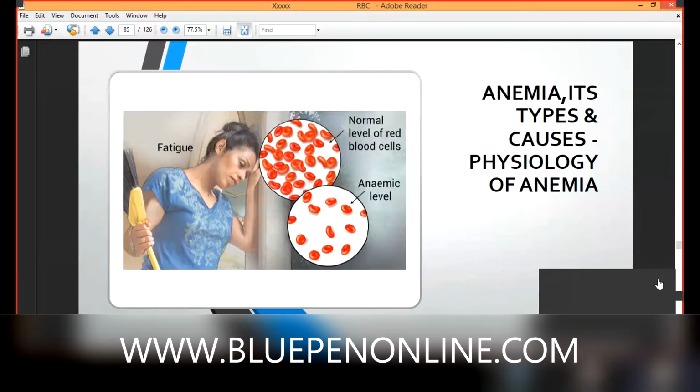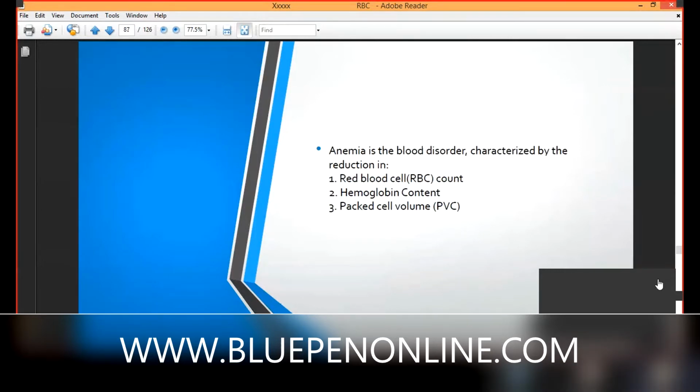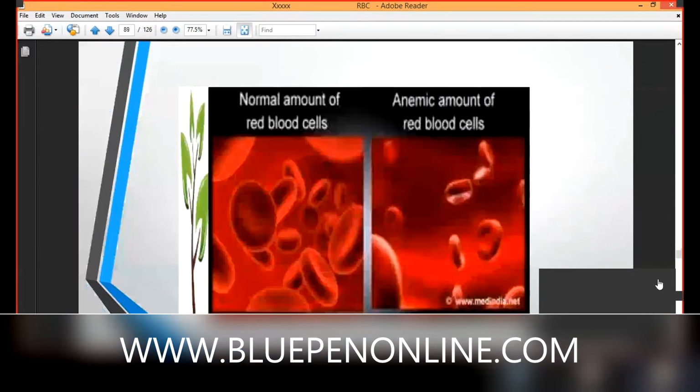So anemia is the condition of deficiency of red cells or hemoglobin, resulting in pallor and weakness of the body. Anemia is a blood disorder characterized by a reduction in the red blood cell count, hemoglobin, or PCV, packed cell volume. You can see the difference between the normal and the anemic blood: there is a lower number of RBCs in anemia.